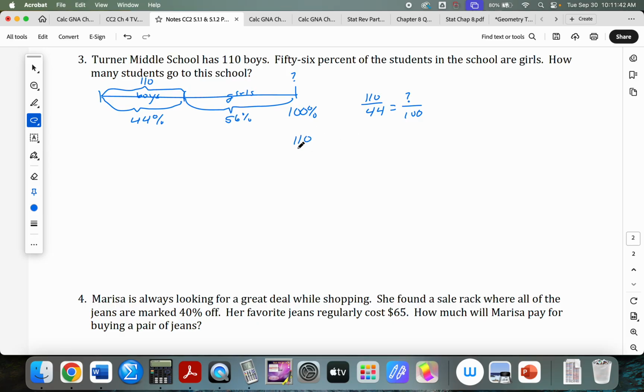So 110 over 44. Well, let's see, dividing them both by 2 makes that 55 over 22. What can I divide both of those by? 11. So that's 5 over 2. And then what do I need to multiply the denominator by in order to get 100? 50. So I've got to multiply them both by 50. It's 250 out of 100. So my answer is 250 students.